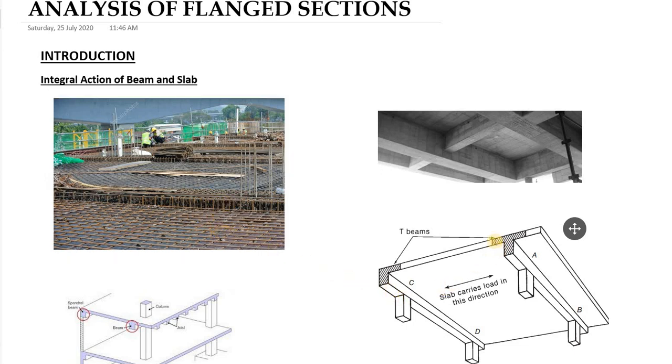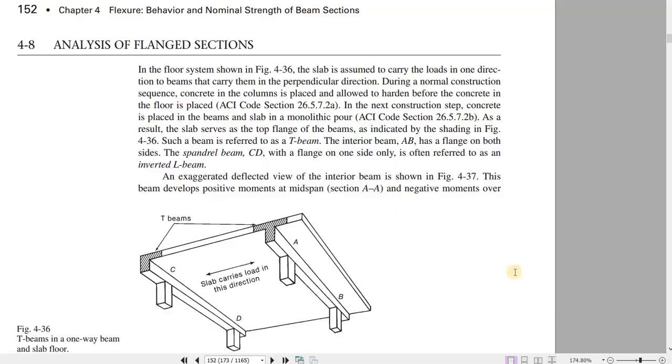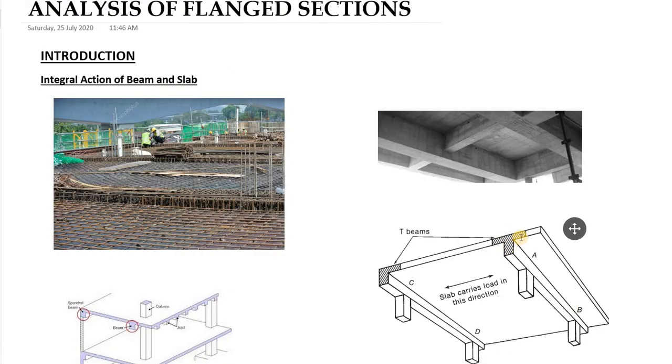For this reason, some part of the slab acts integrally with this beam as if it was a part of this beam. So some part of the slab acts as flange for this beam, and similarly over here, some part of the slab acts as a flange for this beam. Such a beam for which some part of the slab is acting as a flange is referred to as a T beam, because this shape resembles the letter T.